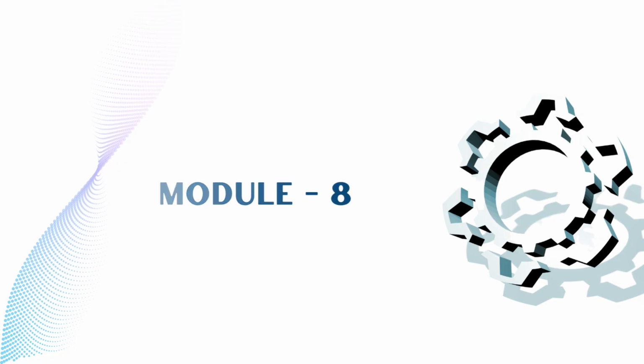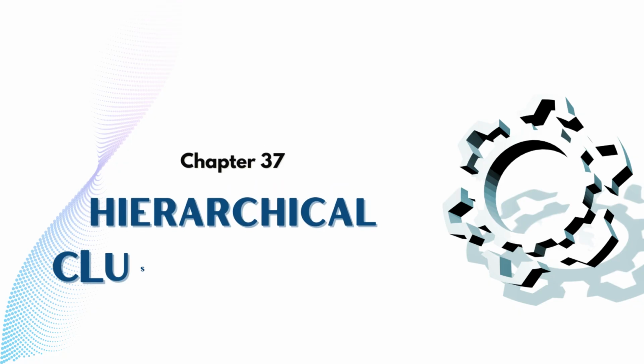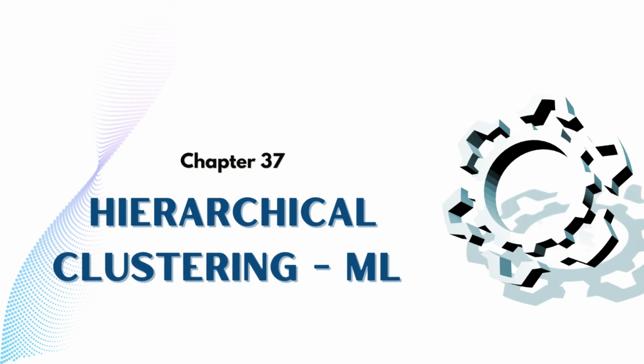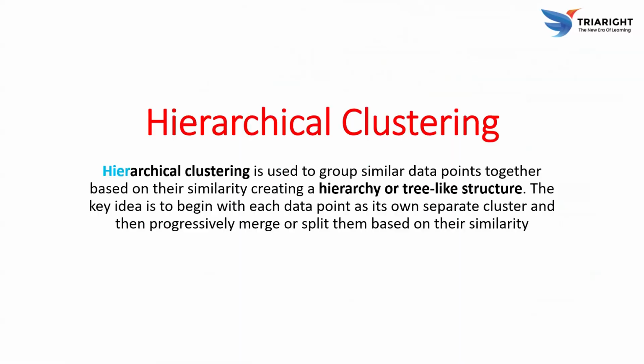Today we're going to learn about hierarchical clustering in machine learning. Let's move to the topic. Hierarchical clustering is used to group similar data points together based on their similarities, creating a hierarchy or tree-like structure. The key idea is to begin with each data point as its own separate cluster and then progressively merge or split them based on the similarities.